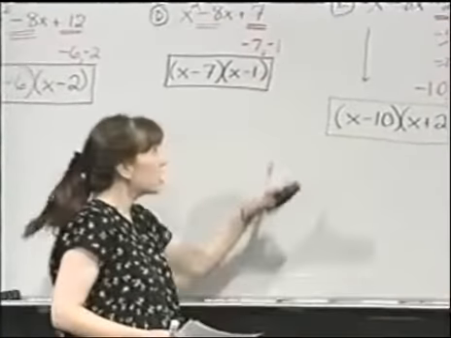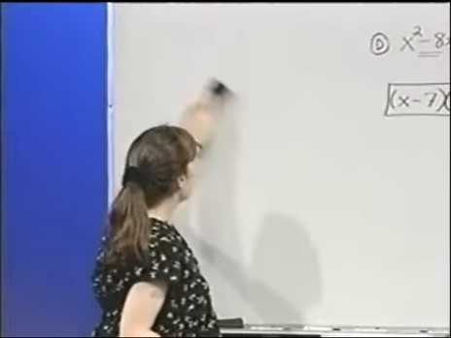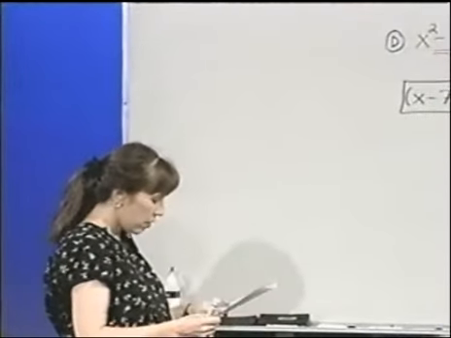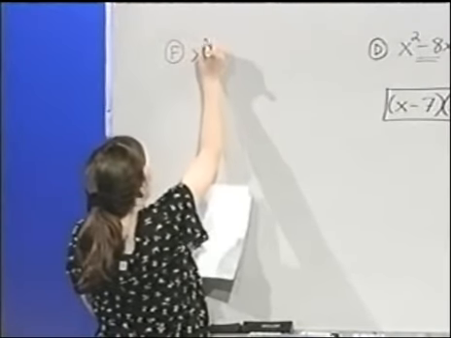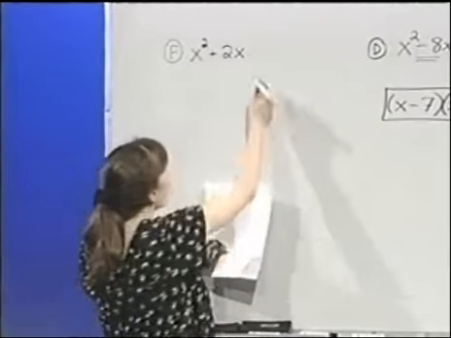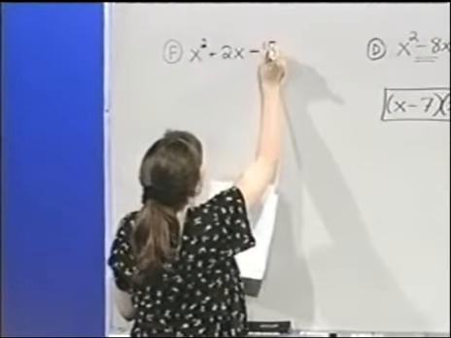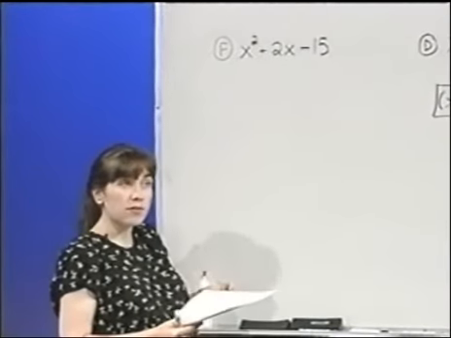Let's do another example like that last one, where your last number is a negative number. Let's take the polynomial x squared plus 2x minus 15. So this is example F. x squared plus 2x minus 15.